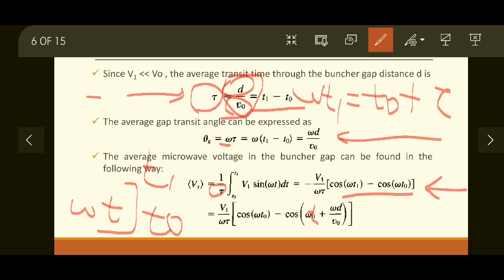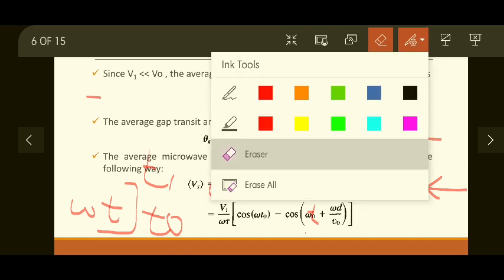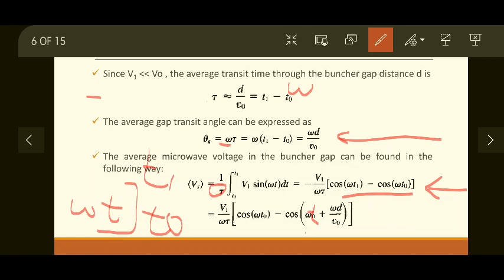So omega t1 is equal to omega t0 plus omega tau, and tau is d upon v0. So you can refer to this equation. I will rewrite this. Using this equation, we can rearrange: omega t1 is equal to omega t0 plus omega tau. Tau is nothing but d upon v0, so this is used over here. That is the rearrangement that we have done. I hope this is clear up to this point.